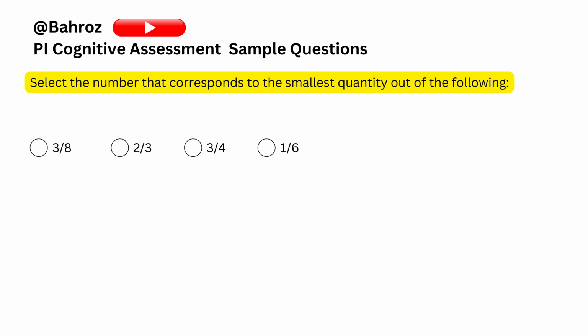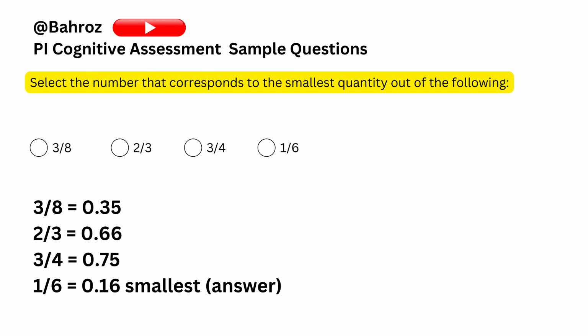The next sample question I have is: select the number that corresponds to the smallest quantity out of the following: 3 by 8, 2 by 3, 3 by 4, and 1 by 6. Here what you need to do is convert them into decimals. So 3 by 8 would be 0.35, 2 by 3 would be 0.66. So we know that 0.35 is smaller, so we eliminate 2 by 3. Then we have 3 by 4, which is 0.75. Again, 3 by 8 is still smaller, so we choose that. And then we have 1 by 6, which is 0.16. So we go with 1 by 6 because it is the smallest.